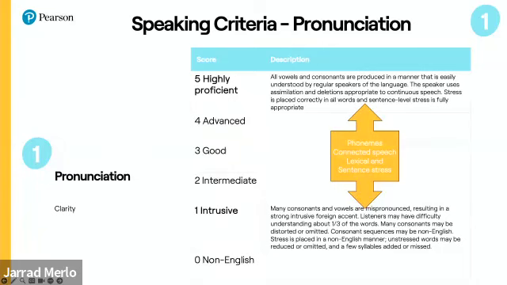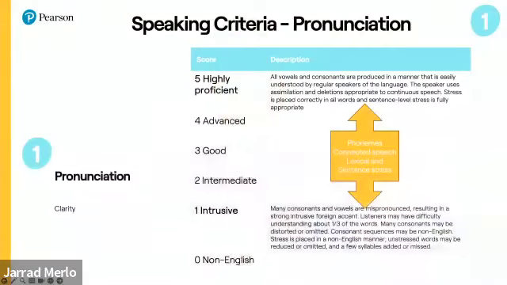It says there in number 5 that it's measuring assimilation and deletion, which is a core part of natural sounding connected speech. So if you're teaching your students to speak like a robot or speak in a really funny sort of monotone way, they're going to be penalized because it is actually measuring connected speech. Similarly, it's measuring lexical stress at the word level, the syllable level, and also sentence stress. So a particular word in a sentence to create emphasis.